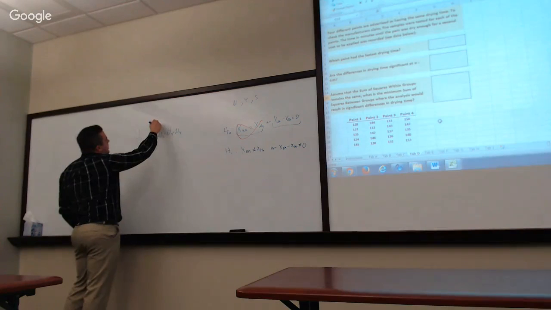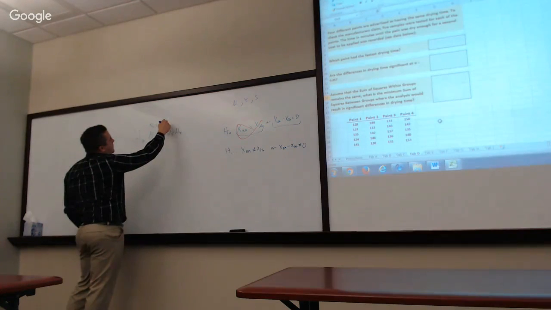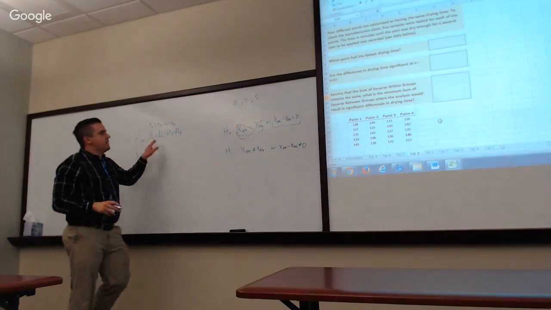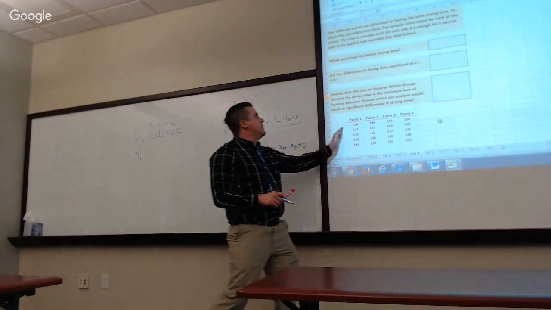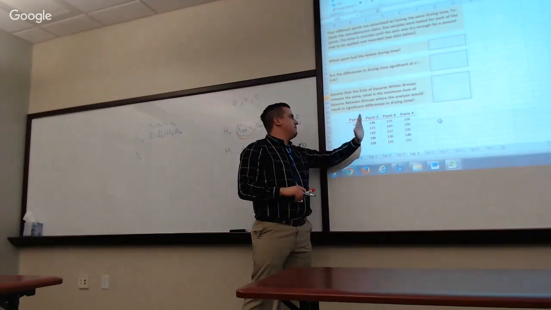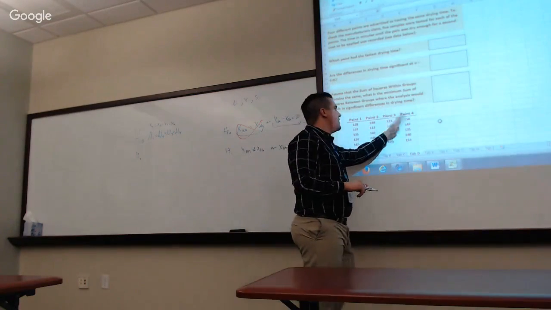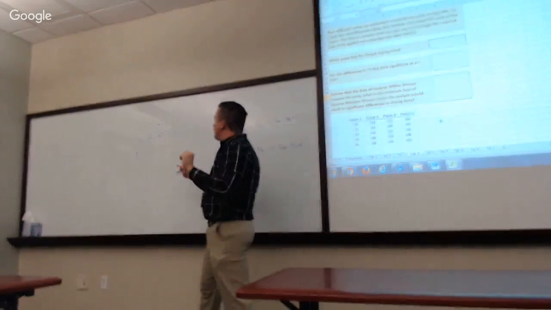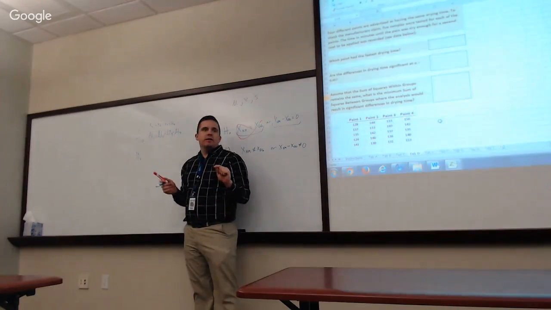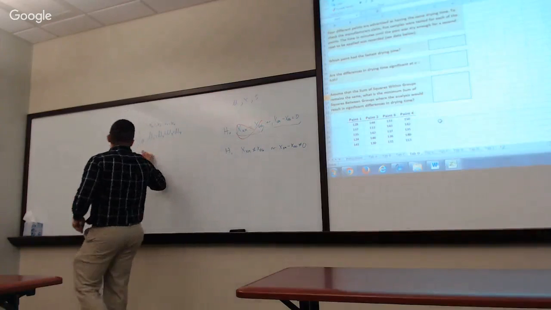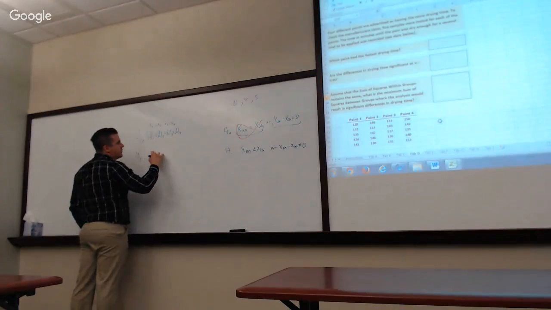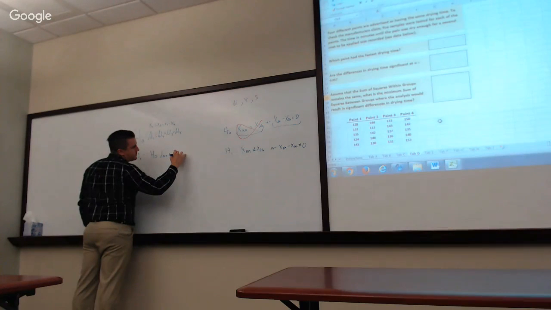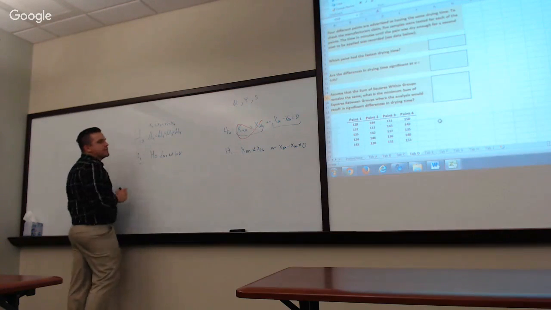H0: x1 is equal to x2 is equal to x3 is equal to x4. We're saying that the drying time for 1 is equal to the drying time for 2, is equal to the drying time for 3, is equal to the drying time for 4. As long as one of these does not hold, then our alternative hypothesis is that H0 does not hold. So it's a little bit different of a test.